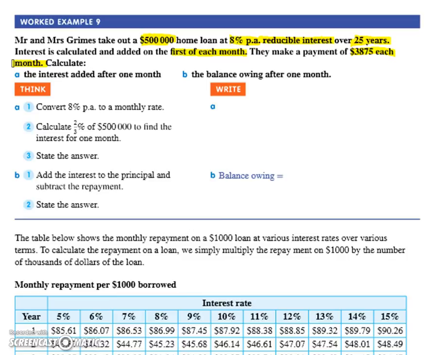Okay, so what we need to do is convert 8% to a monthly rate.